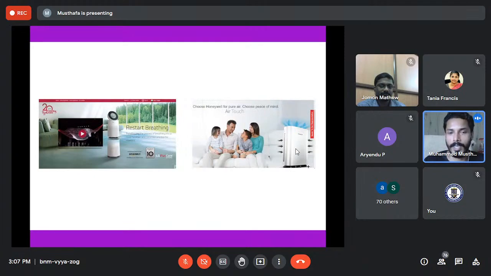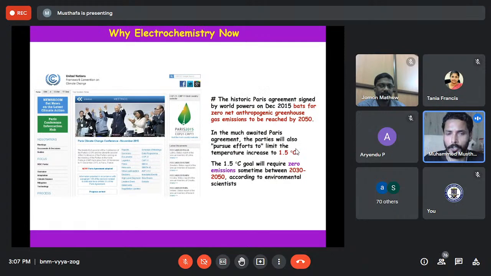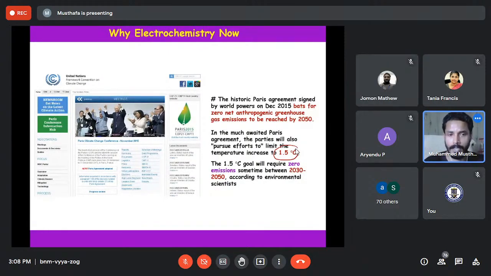LG India and Honeywell India have already started manufacturing air purifiers for India as well. It is in this context that electrochemistry assumes great significance for today's world. Because it is in this context that people have decided to limit the global warming temperature to 1.5 degrees C. It is because of these reasons that world leaders have decided to limit the global warming temperature to 1.5 degrees C.